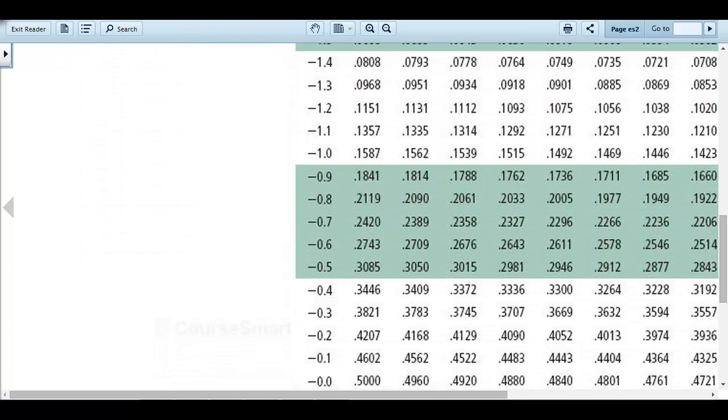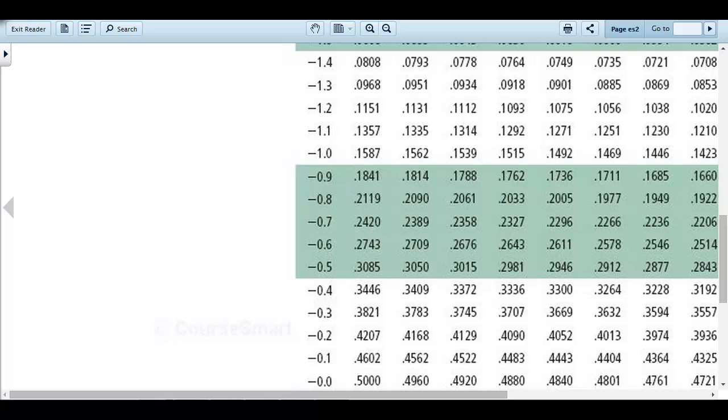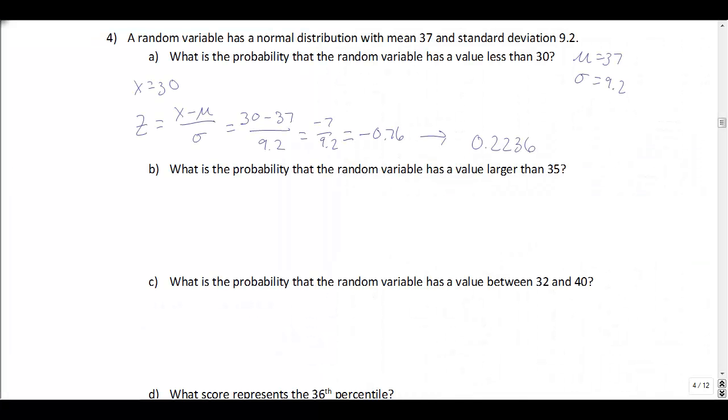0.7. This is 70, 71, 72, 73, 74, 75, 76. So it's this 0.2236 here. So that's our value. So you can do this way, and our probability is 0.2236. Let's make sure I remember that right. Okay, so that's really your answer. So that's one way you can do this all by hand if you didn't have the calculator.